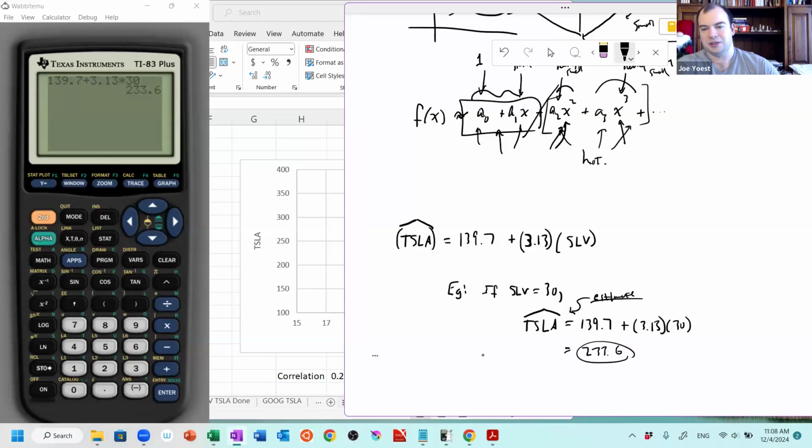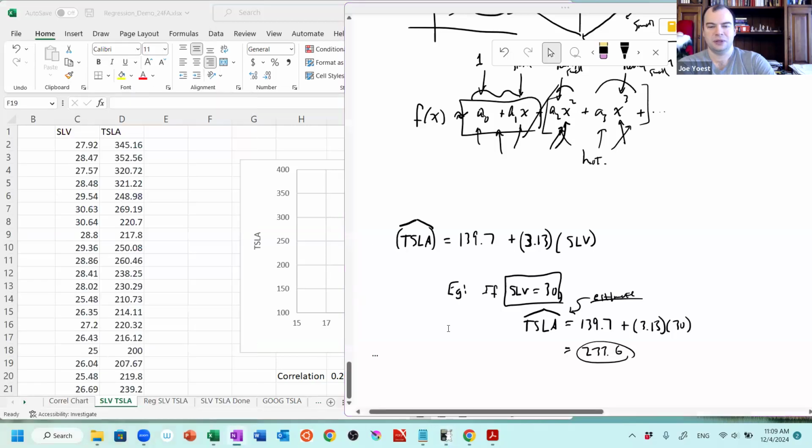So that's what my model says. If I looked at the iShares silver price today and saw that it was 30, my best guess at what the Tesla share price would be is 233.6 based on this model. Very importantly, I'm not saying that if the silver price is 30, Tesla's share price has to be 233.6. This is just a model. This is just me making a guess.